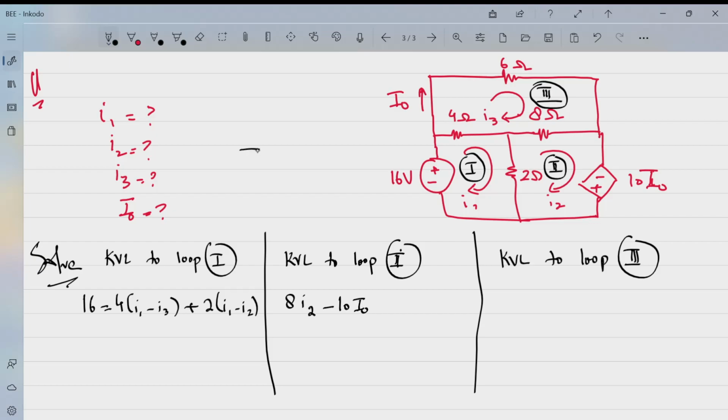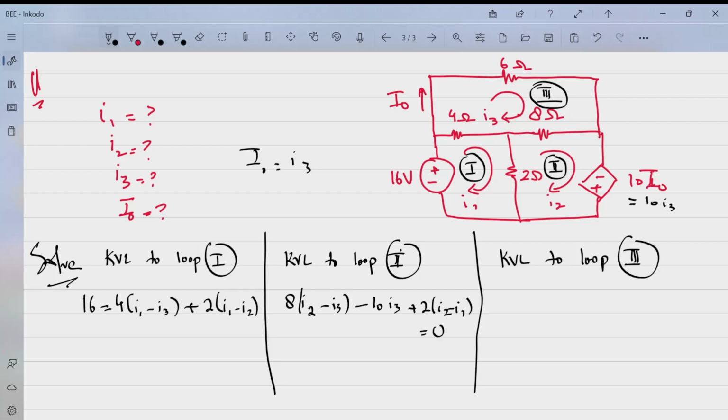I नॉट की जगह जैसे मैंने बोला I नॉट इज इक्वल टू I3, we can directly write that. 8 I2 माइनस ऊपर से करंट I3 फ्लो हो रही है, माइनस 10 I3, ये 10 I3 है, प्लस 2 I2 माइनस I1 इज इक्वल टू 0. आपकी दूसरी इक्वेशन हो गई.